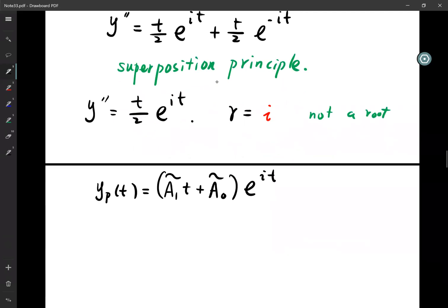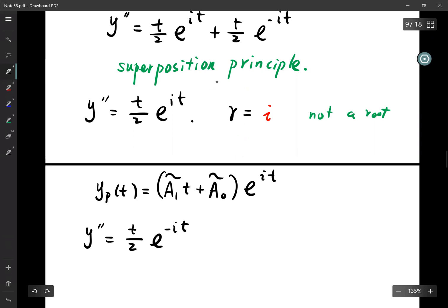So let's look at this equation. If I is not a root, then R equals minus I, its complex conjugate, is not a root either.